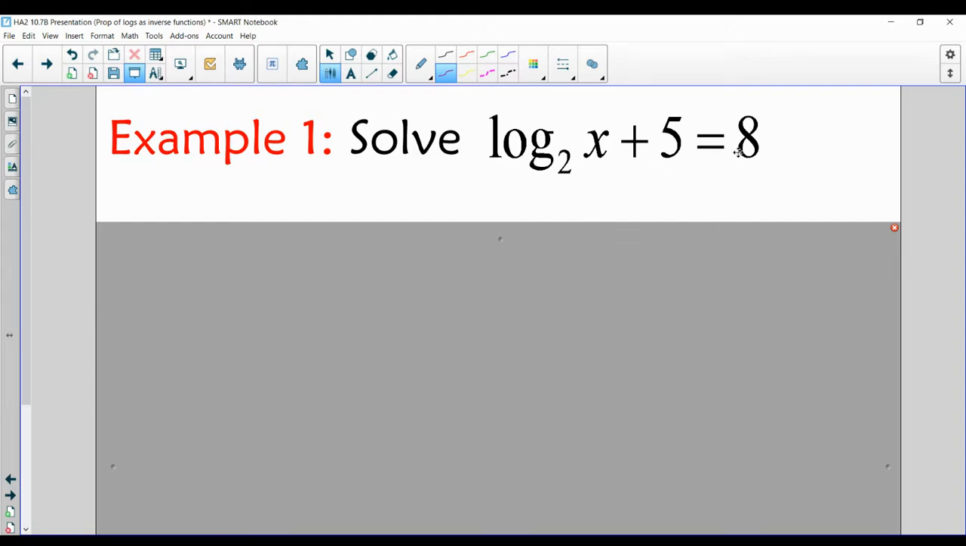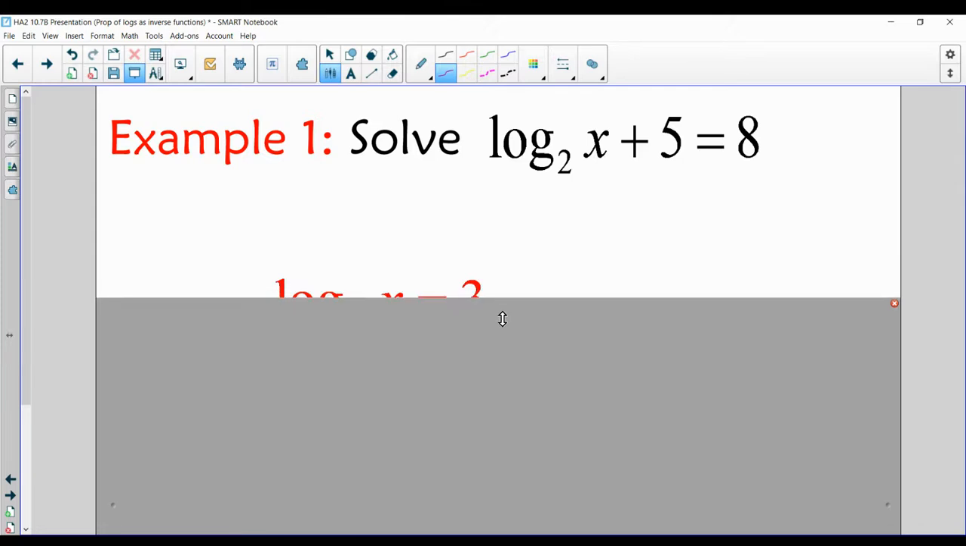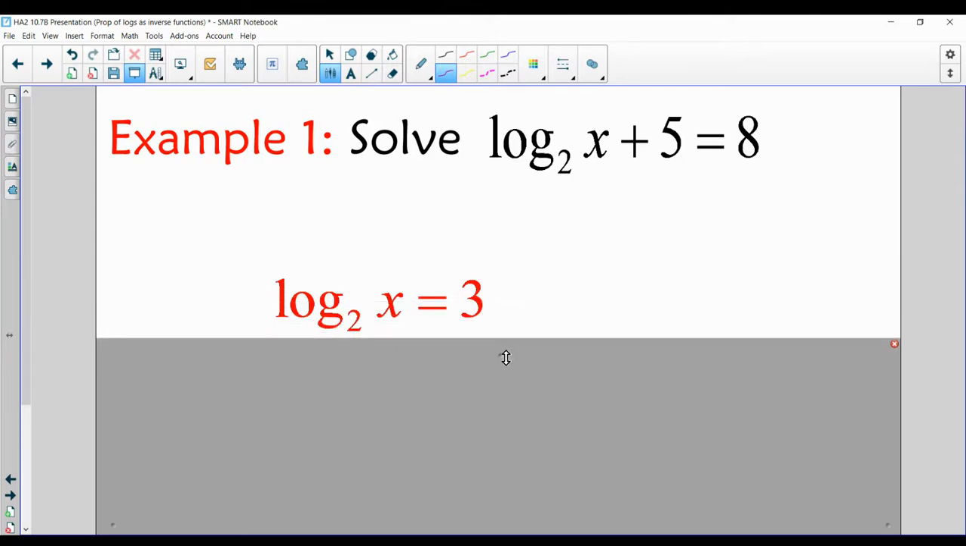Log base 2 of x plus 5 is equal to 8. All right, so the object, as with any equation, is to solve for the variable it's given, x in this case. So with logarithmic equations, what you're going to want to do typically is to get the logarithm by itself. So that would mean moving the 5 to the other side. I subtracted 5 from both sides and get log base 2 of x is equal to 3.